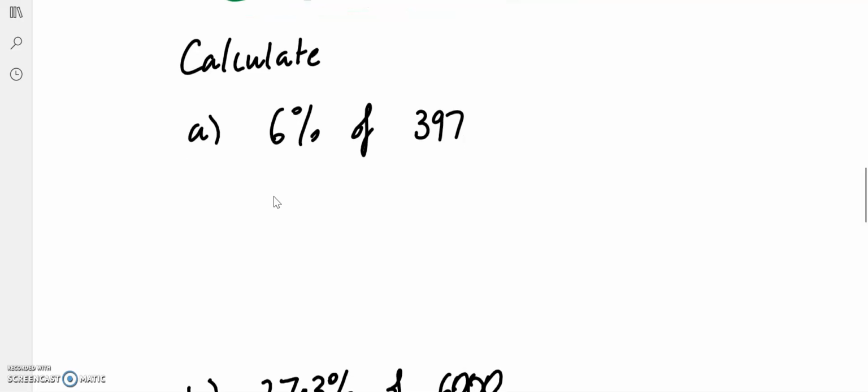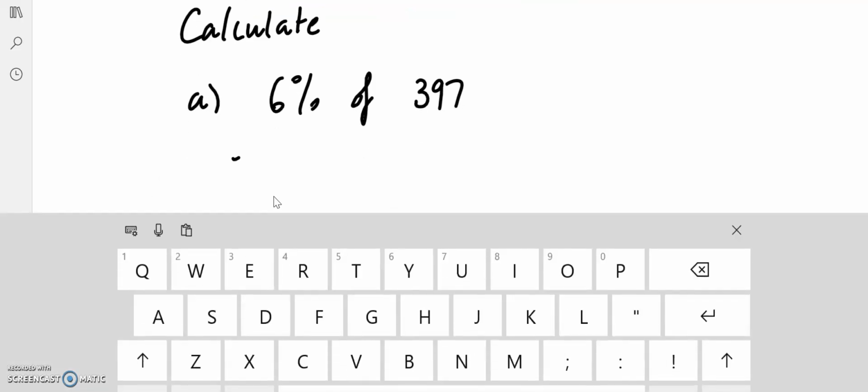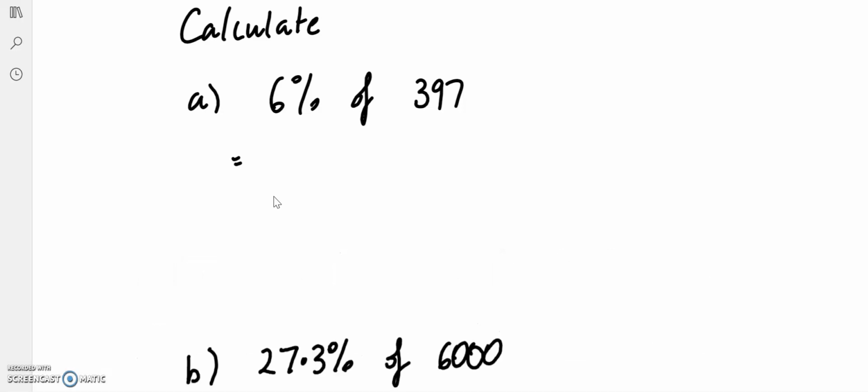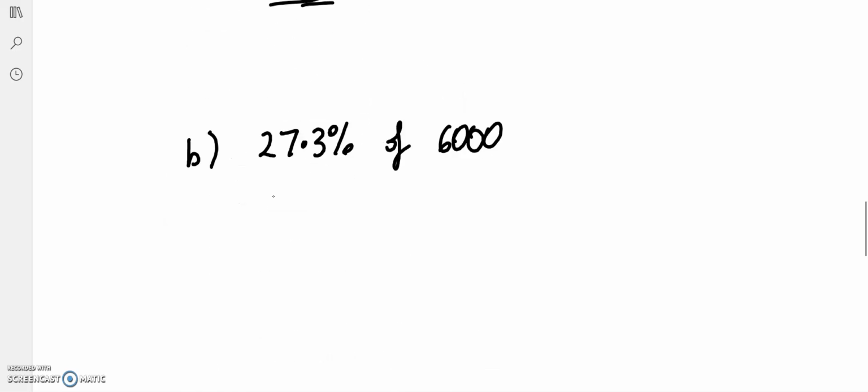So if we want to calculate 6% of 397, recall that to figure out a percentage, we can make it a decimal, can't we? We can just divide that by 100. So that can become 0.06, and a big word in maths is the word "of", that means multiply. So we could just do 0.06 times 397. Type that into our calculator, we will get a final answer of 23.82. So obviously using a calculator is significantly more efficient.